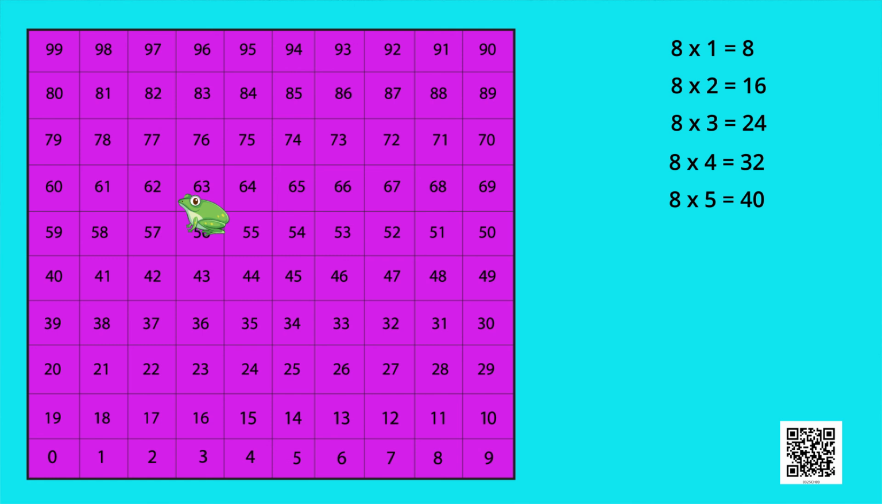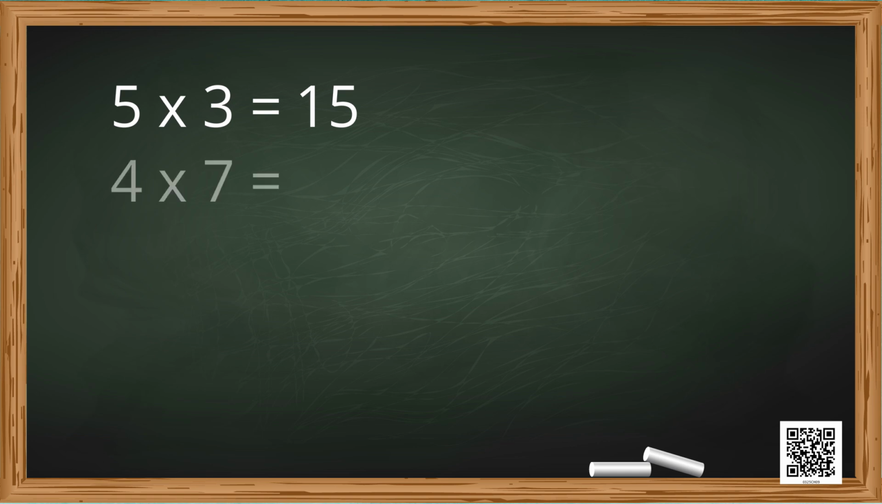Yes. Now, let's solve some questions based on multiplication. 5 multiplied by 3. Yes, how much is 5 times 3? Think. 5 times 3 is equal to 15. Similarly, now tell me what is 4 multiplied by 7. Quickly give me the answer of this question.